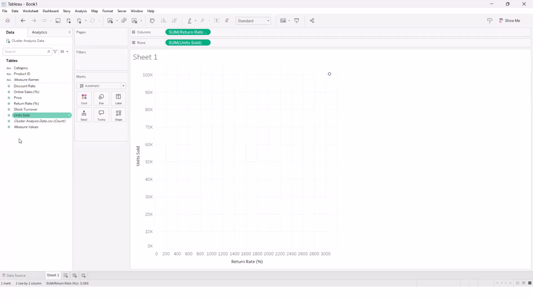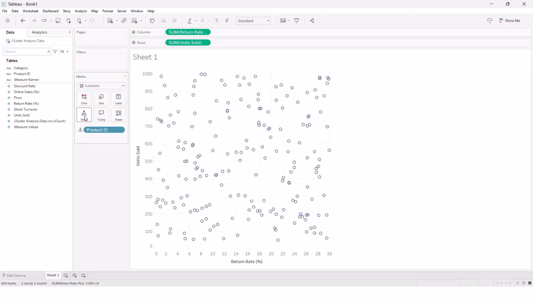Do you remember when we said one of the options is to take a categorical variable that is unique to each row of data and assign it to detail? That's what we're going to do this time. We do this because we need Tableau to think about our data in terms of continuous non-aggregated data as it works through the cluster.